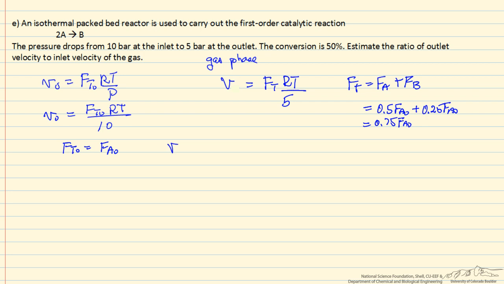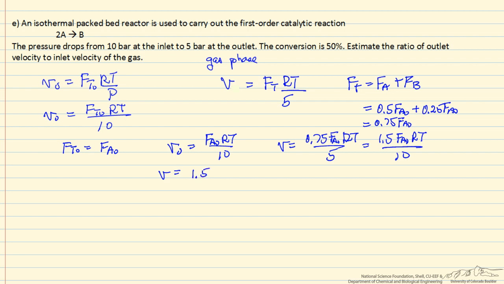And so this means V0 is FA0 RT over 10, and V final is 0.75 FA0 RT over 5, which is 1.5 FA0 RT over 10. So V is equal to 1.5 times V0. This is volumetric flow rate. So this means velocity is 1.5 times initial velocity.